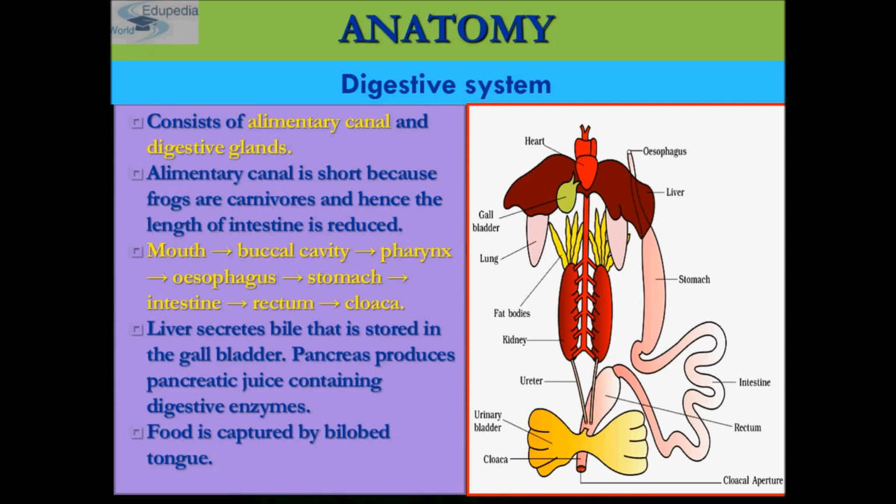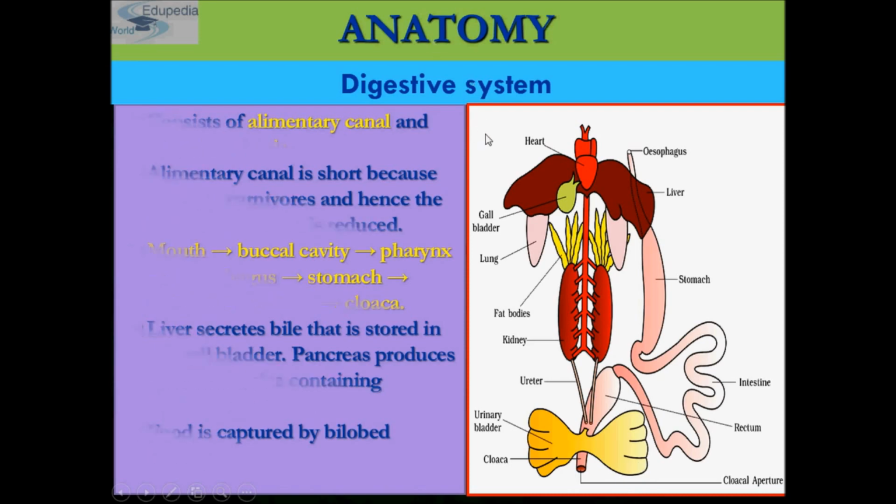Final digestion takes place in the intestine. The digested food is absorbed by the numerous finger-like folds in the inner wall of the intestine, which we call villi or microvilli. The undigested solid waste moves into the rectum. This is the rectum, and the waste passes out through the cloaca. This is the cloacal aperture. So this is how the digestive system of a frog works.